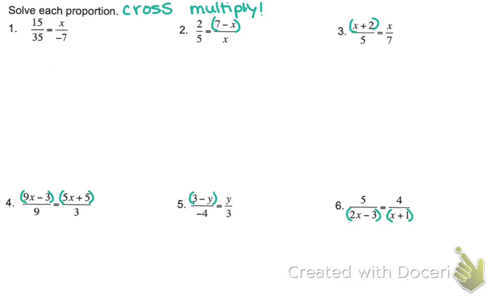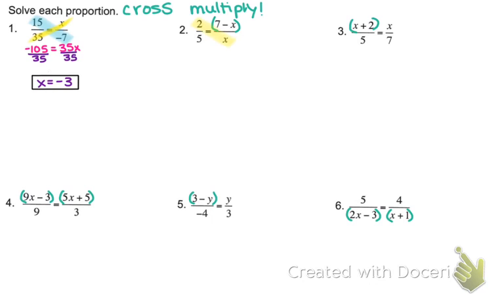So let's start to cross multiply for number 1. 15 times negative 7 is negative 105. Set that equal to cross multiplying the other direction, 35 times x, which is 35x. It doesn't matter which diagonal you do first as long as you multiply diagonally, because we can swap sides of the equation whenever we want. To solve for x, divide both sides by 35, and our final answer, x is equal to negative 3.